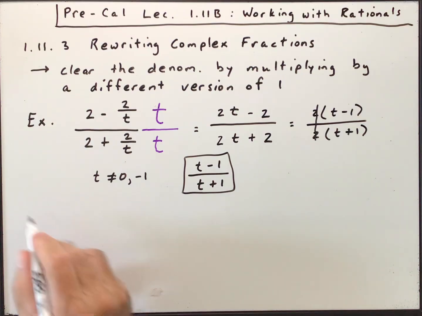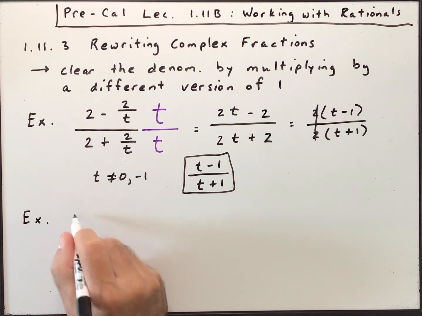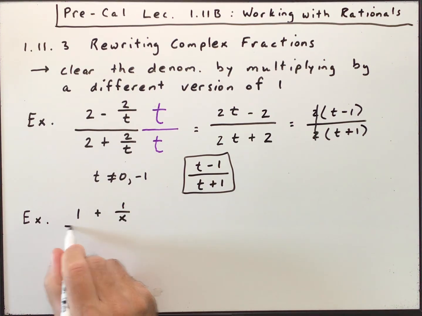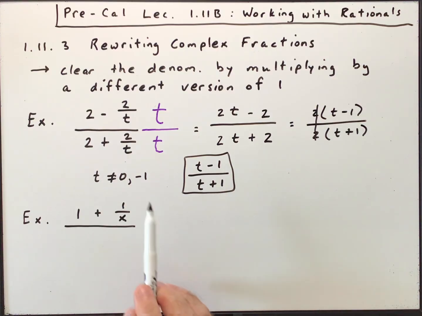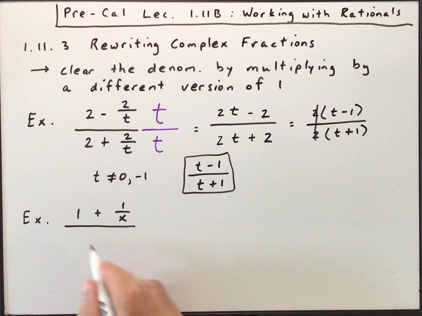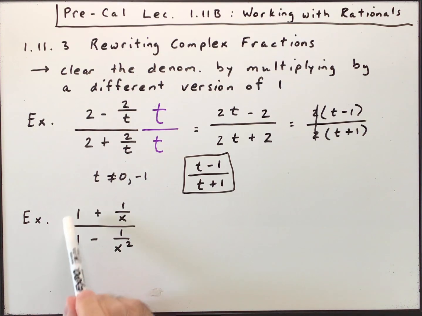Let's try another one of those where we work with the whole complex fraction all at once. Let's say we have 1 plus 1 over x. And what makes this a complex fraction is we have a non-fraction and a fraction together, over 1 minus 1 over x squared. So you could multiply this by x over x, multiply this by x squared over x squared, and put everything together. That would be fine. That would work.